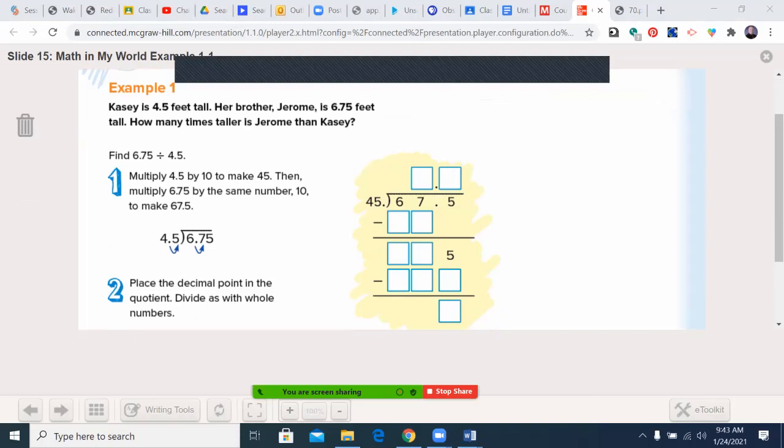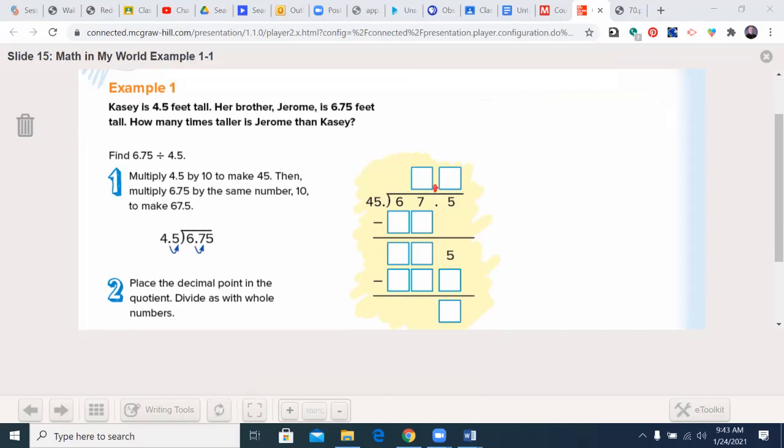So our steps are, first we had to multiply both sides by 10. So that moved it to 45. And that moved it from 6.75 to 67.5. And then they drew their decimal point up there. Now we're ready to just go ahead and divide.